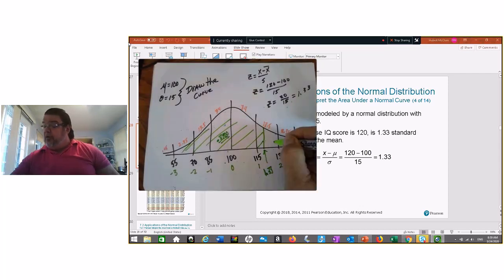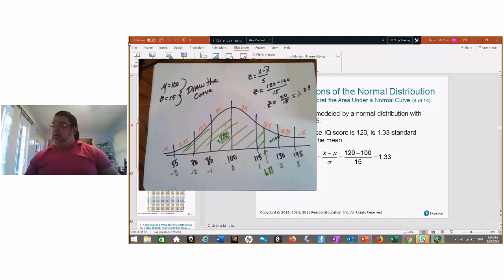Over here would be 0.1100, I think, which is the complement. So you've got 0.1100 on the right, you've got 0.8900 on the left, and that's by the empirical rule.